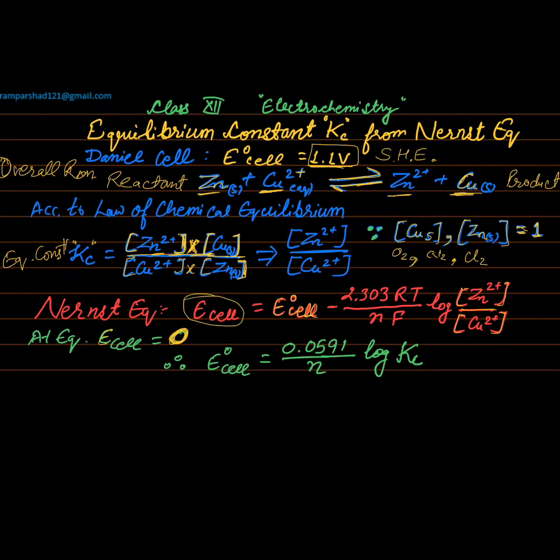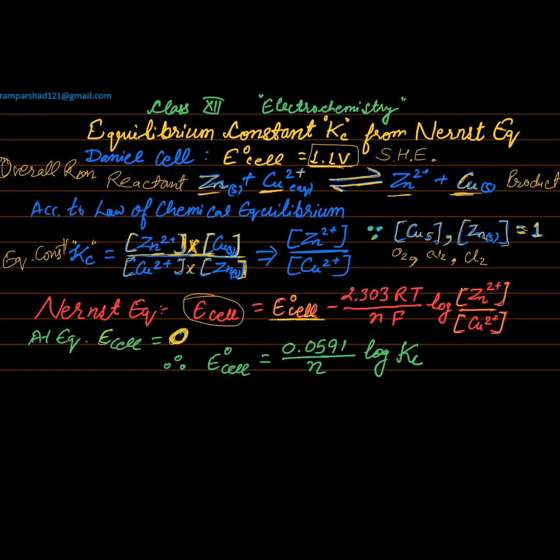So what is left behind? E naught of the cell. It remains constant, it has no relationship with the equilibrium constant, its value remains constant if it is 1.1 volt. So whatever the concentration of the reactant or product, it will remain at 1.1 volt.